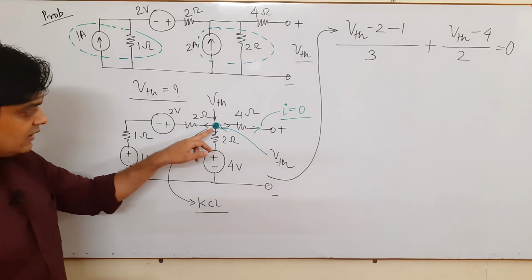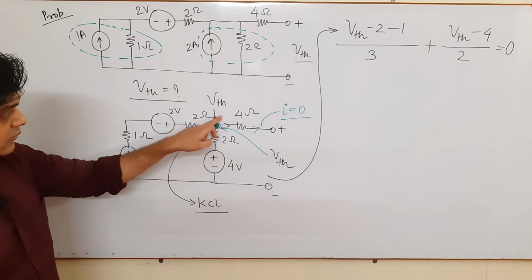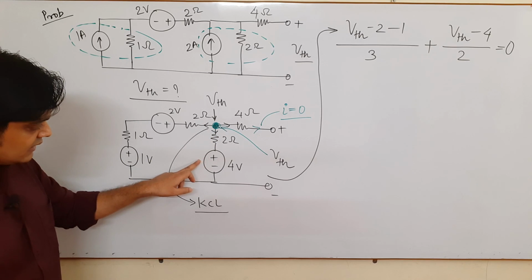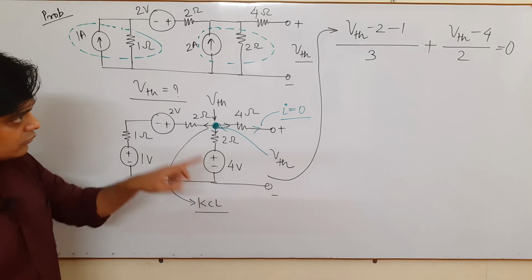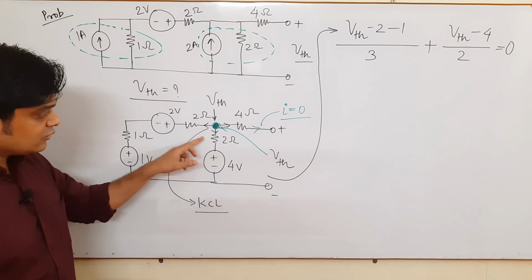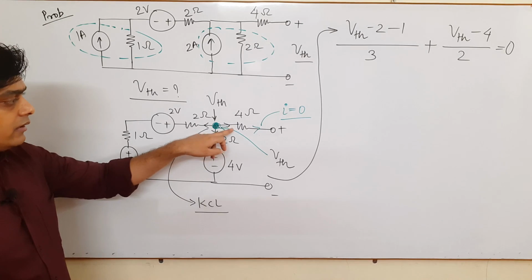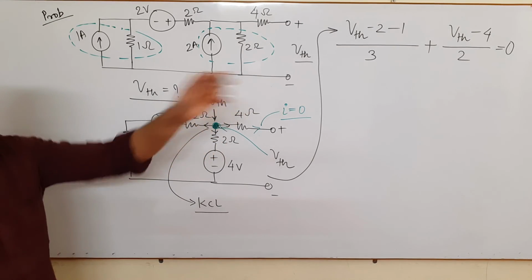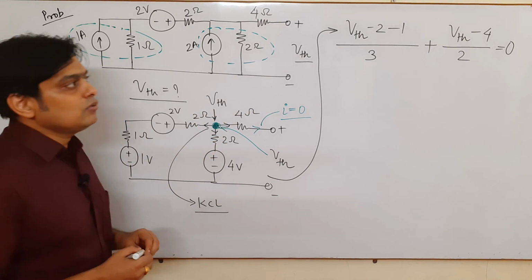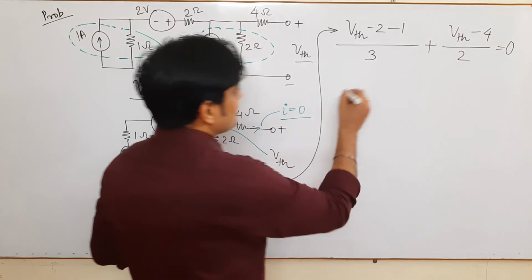Similarly, if I apply nodal analysis for this particular branch, it is VTH minus 4, this is a ground terminal, so the total voltage is VTH minus 4 divided by the resistance 2 ohm, which is the current flowing in this branch, and there is no current in this branch. So this is our KCL. Can you find the value of VTH? Yes, very easily, just by simplifying it.